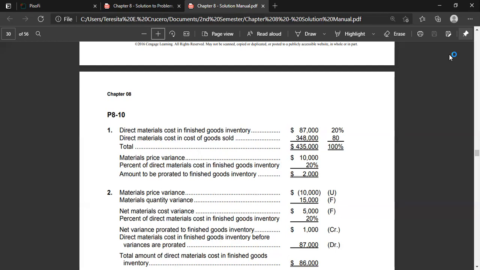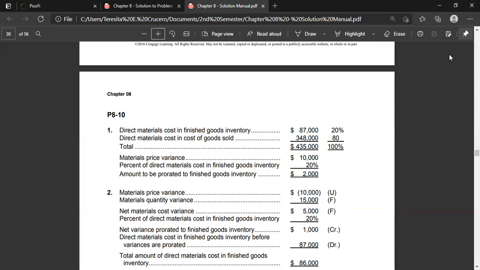So we have now your material price variance given here. It's unfavorable, the amount of 10,000. Percent of direct material cost in finished goods inventory is equal to 20%. So we now get the amount to be prorated to finished goods inventory equal to 2,000.